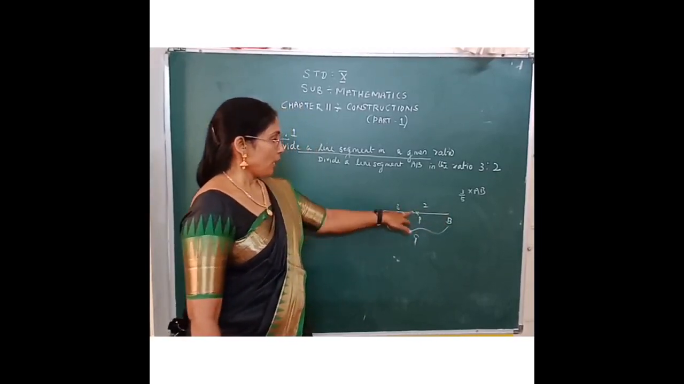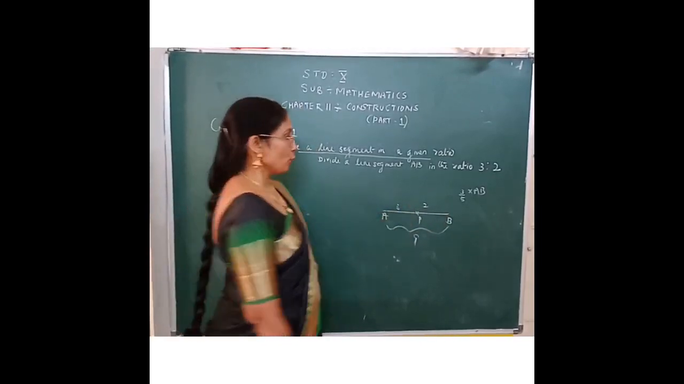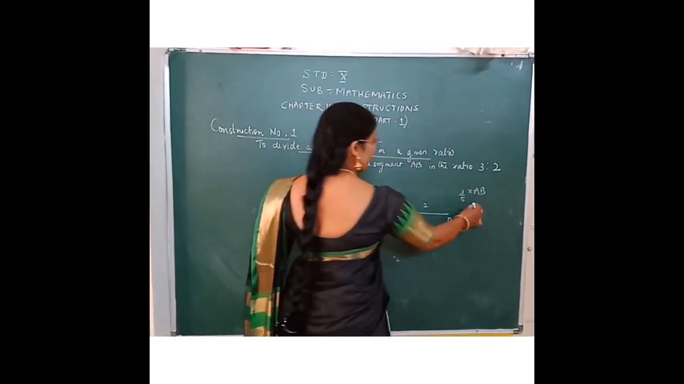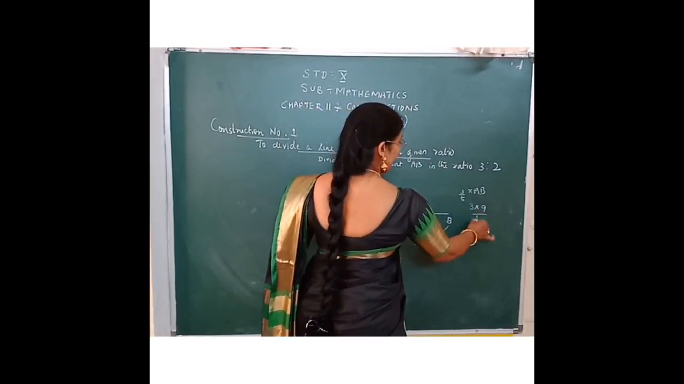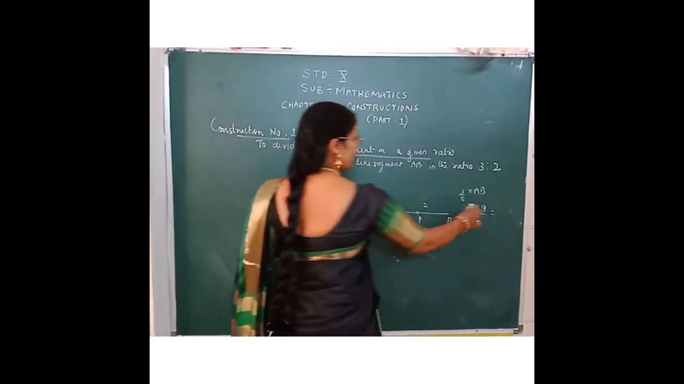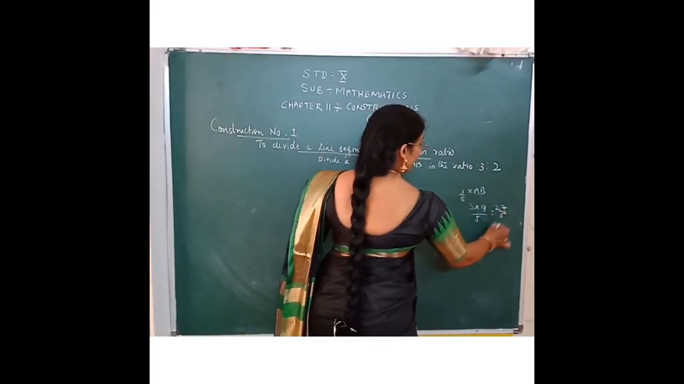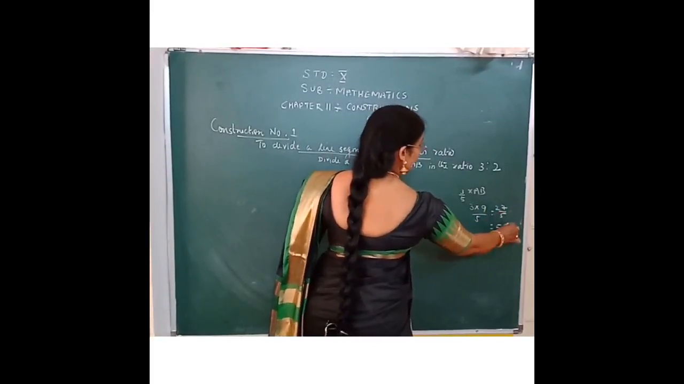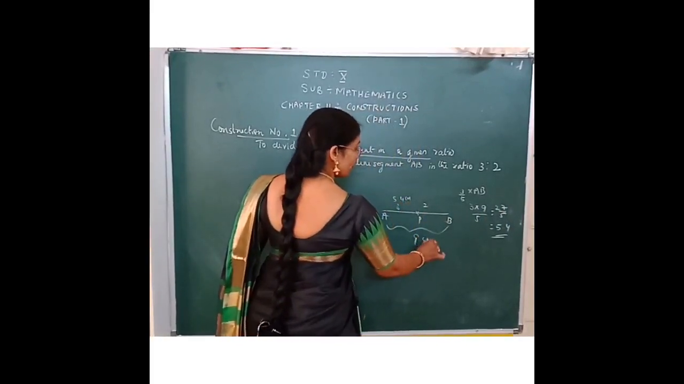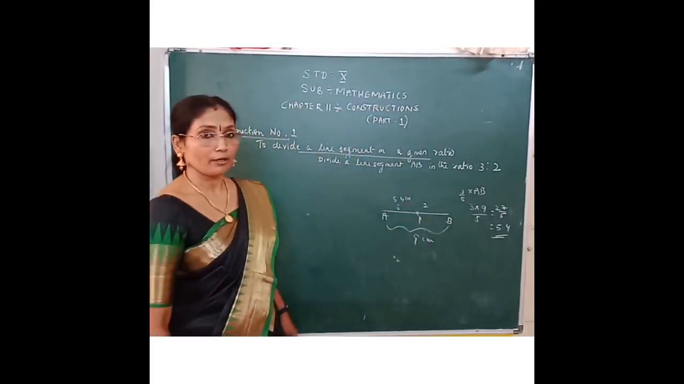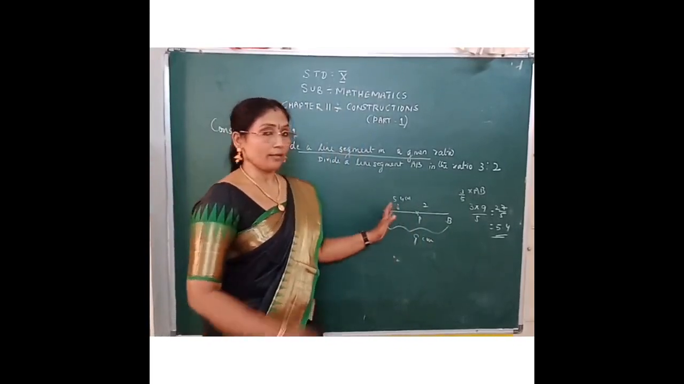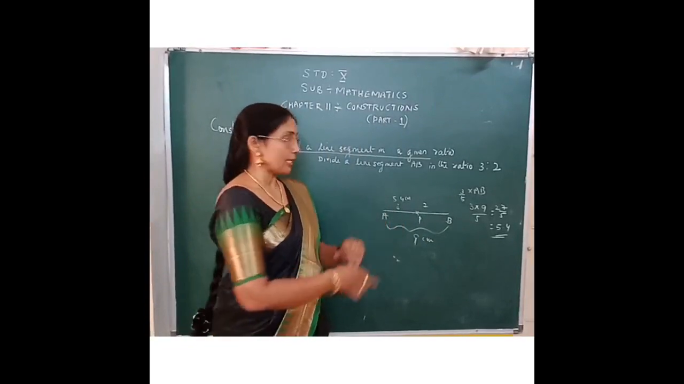Out of this 5, how many parts is AP? 3 parts. So we can say that this is 3 by 5 of AB. That means 3 into 9 by 5, that means 27 by 5. Then 27 by 5, 5 fives are 25, that is 5.4. That means AP will be equal to 5.4 centimeter. Getting clear, children? After getting this point, you can check in this way whether our answer is correct or not.